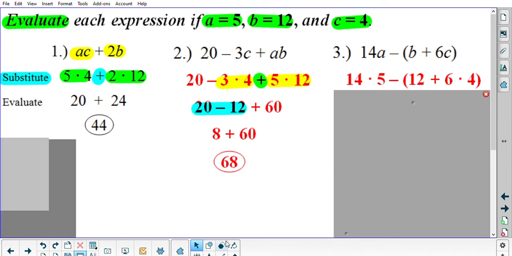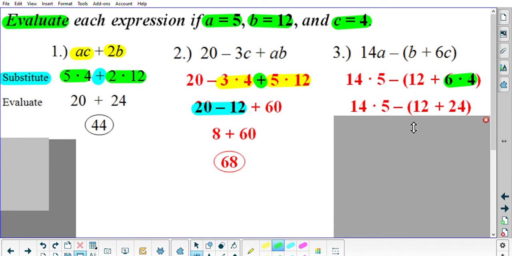Now, from here, this problem is different than the ones we've had so far. This problem has parentheses. And whenever you have parentheses, you are supposed to do what is inside of the parentheses first. And you don't just go left to right inside of the parentheses. You have to follow the order of operations even when you are doing the problem that is inside of parentheses. So what I mean by that is you need to do the multiplication before you do the addition. So 6 times 4, that would be 24.